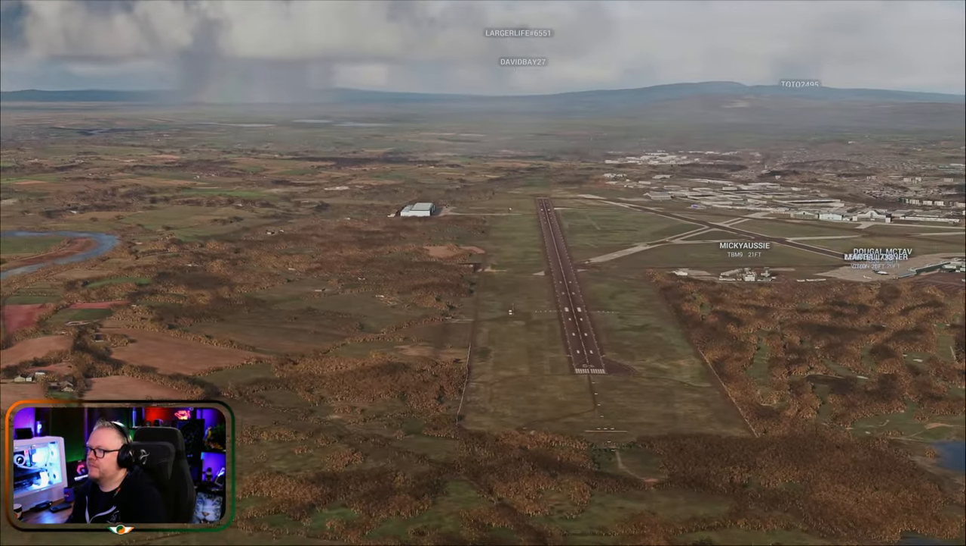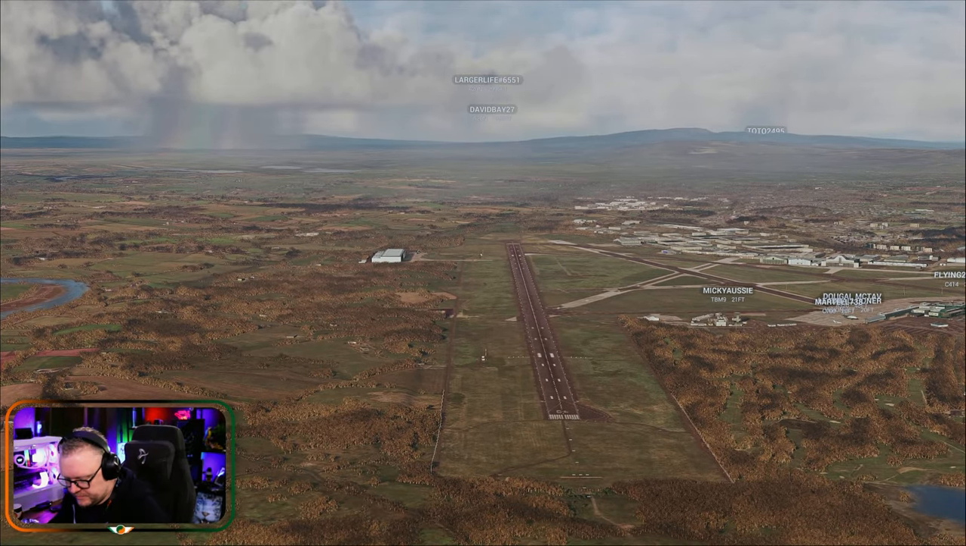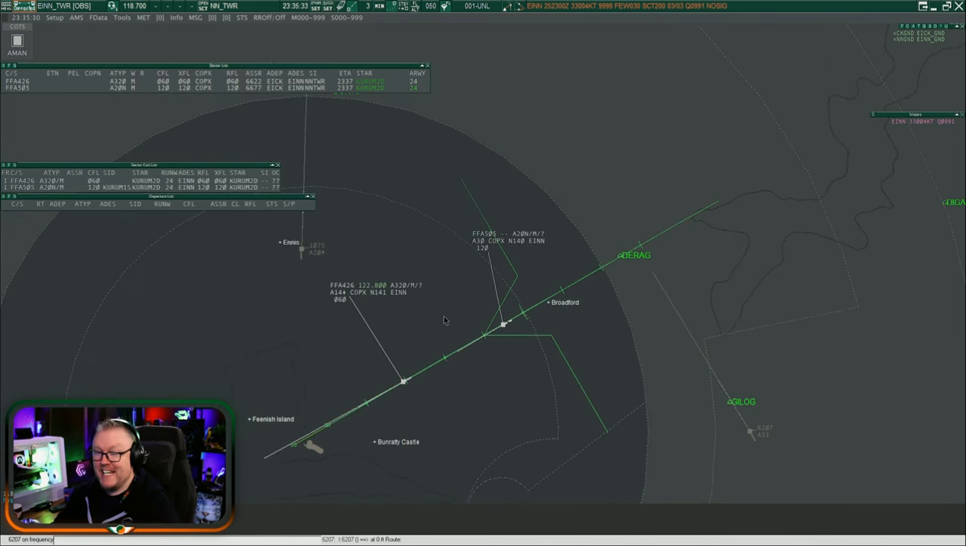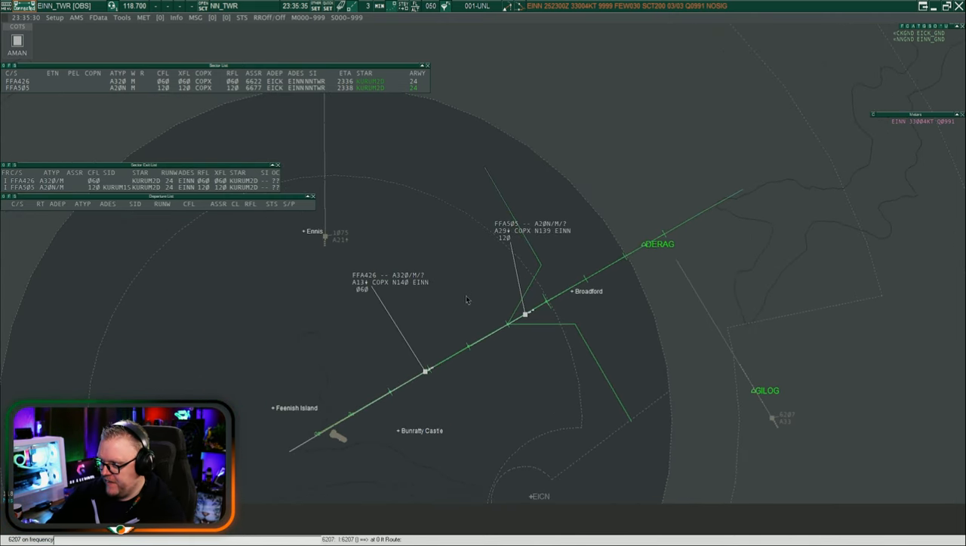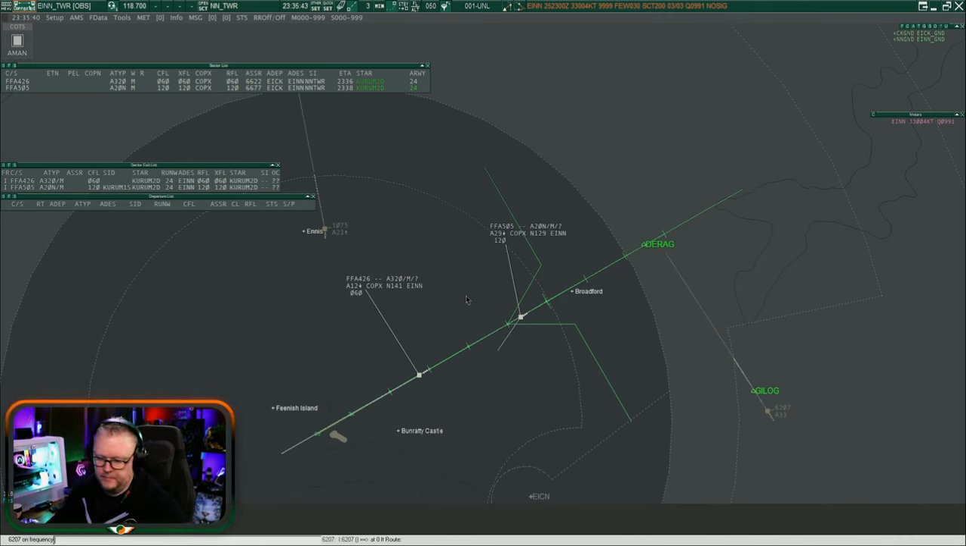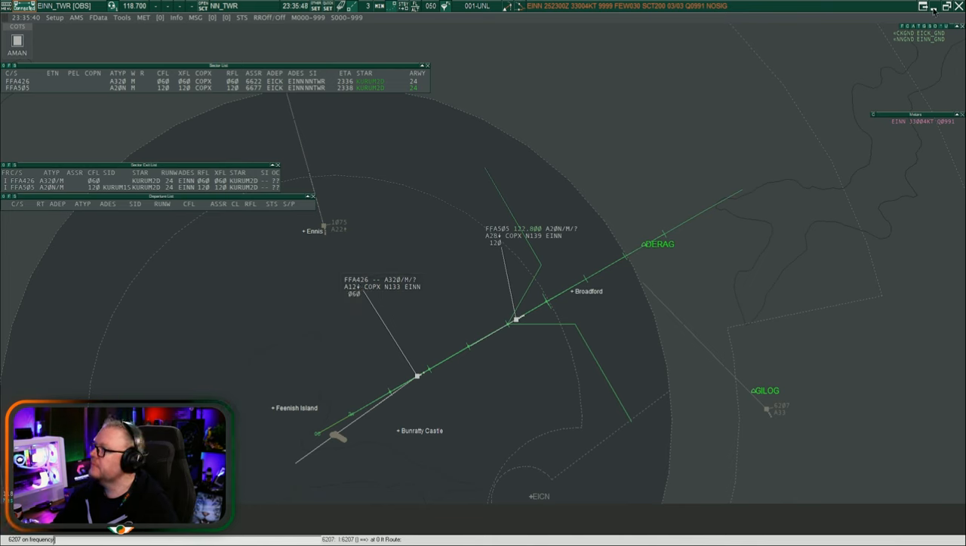Shannon, 5505, fully established on final. Request to land runway 24. Says he, please get me down. Firefly 505, Roger, you are number 2. Expect late landing clearance. We need to get the other guy down first. Late landing clearance, Firefly 505.